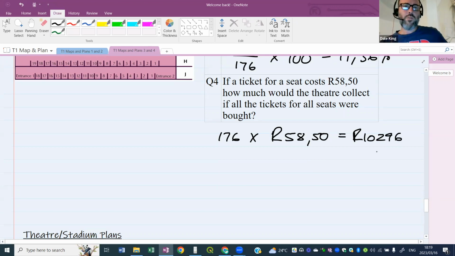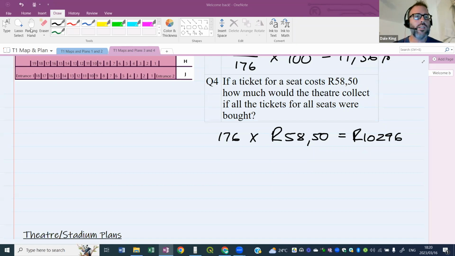Sure, that's a lot of money for one show, hey? And I'm sure ticket prices for shows are even more than 58 Rand. So if you have a theater like this one, you actually can make quite a lot of money. Guys, we're in the wrong business. Yeah, no, we should build our own theater. We need to stop building theaters. We're in the wrong business here. All right. That seemed very easy for you guys.